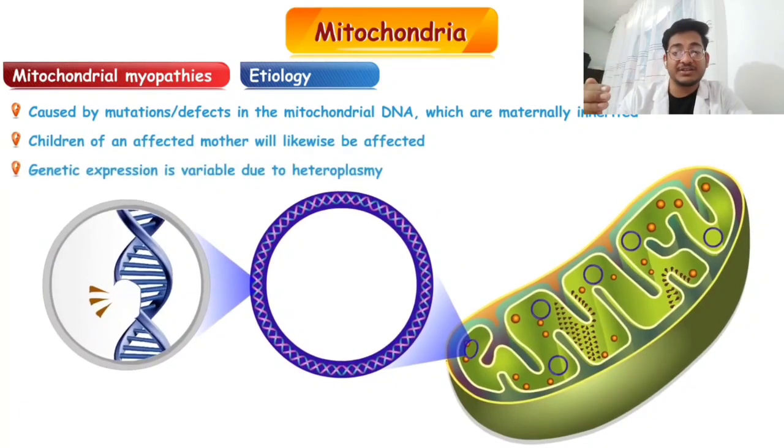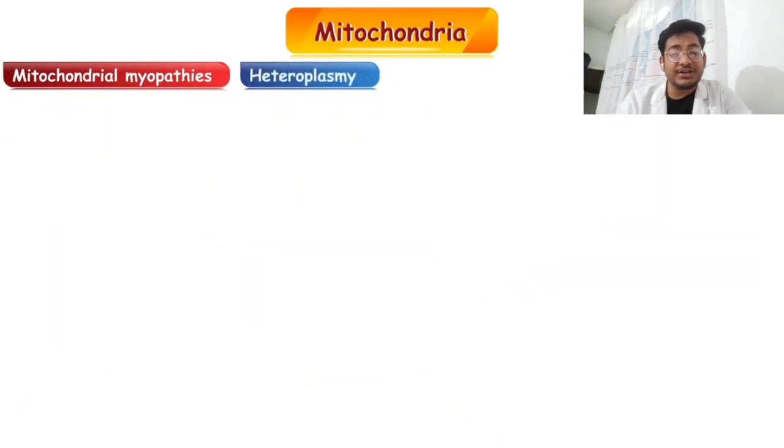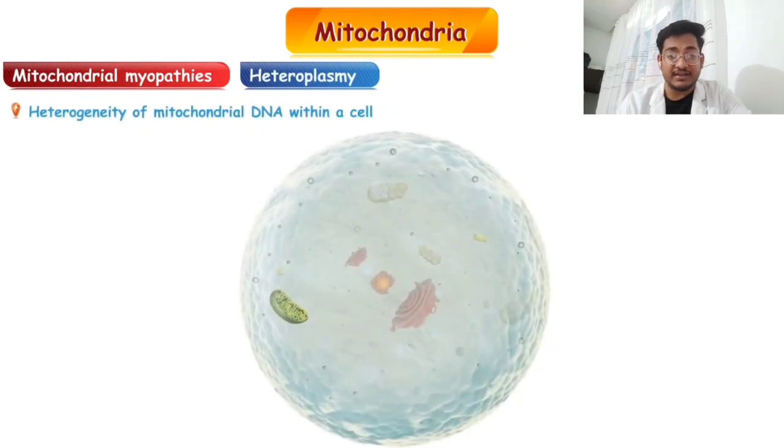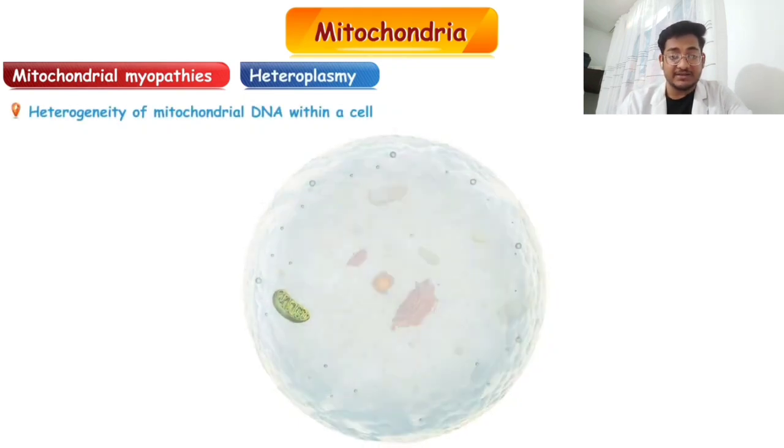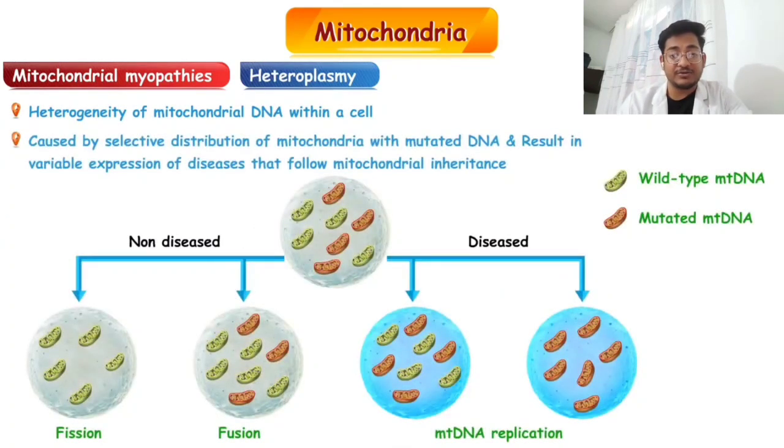Genetic expression is variable due to heteroplasmy, that is heterogeneity of the mitochondrial DNA within a cell. It is caused by a selective distribution of mitochondria with mutated DNA, and it results in variable expression of diseases that follow mitochondrial inheritance.